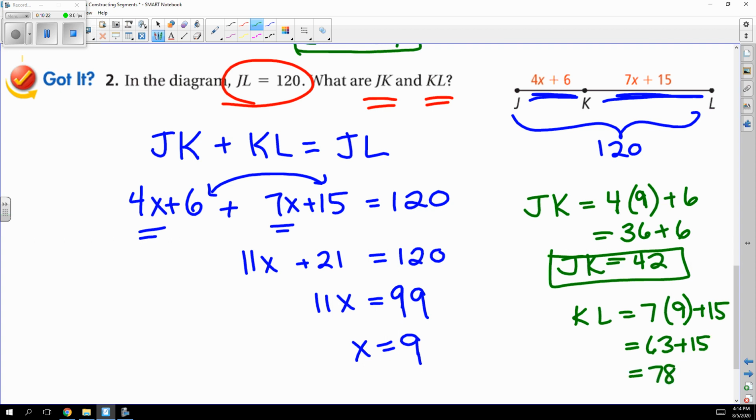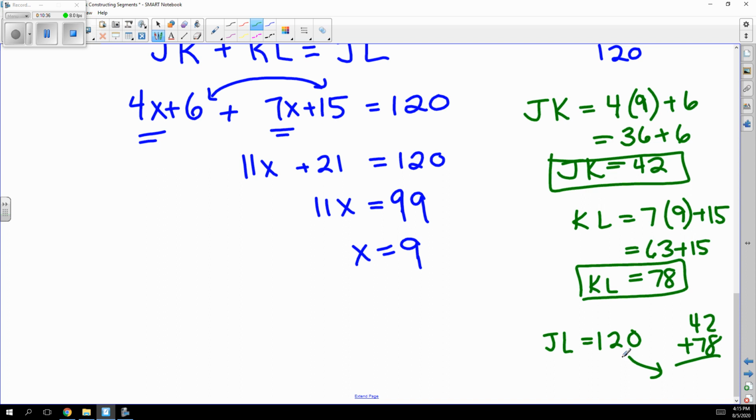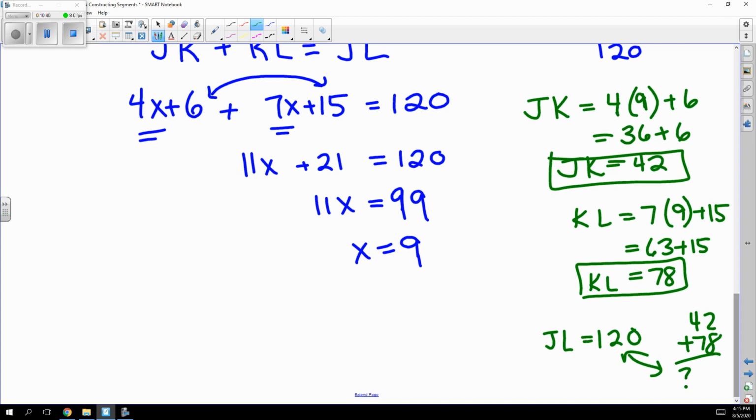The other thing that you can do is when you find your values, make sure it works. Remember that you were told that the length of JL was equal to 120. So you should go ahead and check, is 42 plus 78, does that equal 120? So is that the same thing? Yes. If you go ahead and add it, you can just check your work a little bit. That's always a good idea to do.